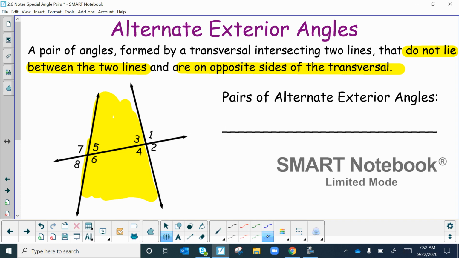So we don't want to be in the interior. And then we've got to be on opposite sides of the transversal. So our transversal is that one right there because it crosses the other two lines. And so 1 would be paired up with 8 to be alternate exterior angles. So angle 1 and angle 8 are alternate exterior. And then over here, 7 and 2 would be the other pair of alternate exterior angles. So angle 7 and angle 2.